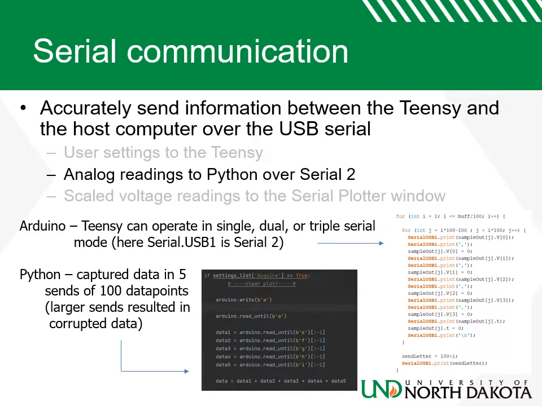To send the converted analog readings on the Teensy over to Python on serial 2, the multiple serials are, I believe, unique to the Teensy. It can operate in single, dual, or triple serial mode. So here I'm calling serial.usb1 serial 2. When I was working on this, Python corrupted the data if I sent more than 100 data points. So I just split it up into 5 different sends to make sure that we would get some clean data going over to Python.